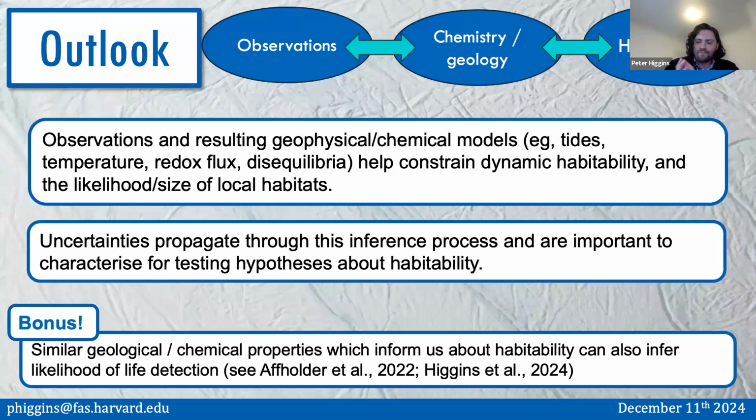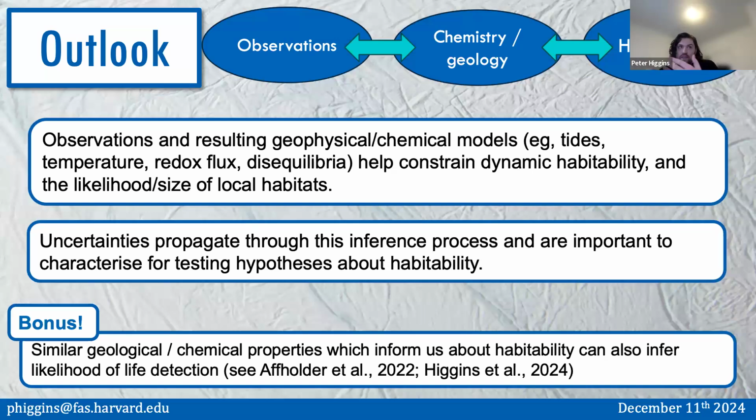So that's all I had to share today. I think if I was to try and summarize everything, which is a very broad presentation, but if I was to try and put it into one sentence, I would say that observations and resulting geophysical chemical models, constraining things like tides, temperature, redox fluxes, disequilibria, etc., can help us constrain dynamic habitability in a quantitative way.